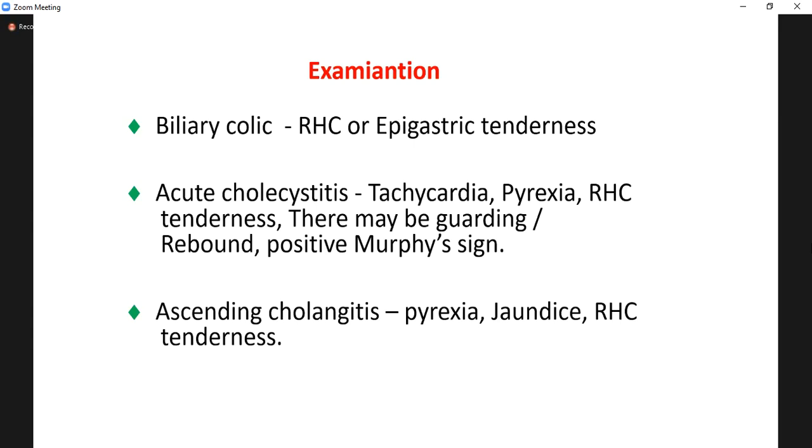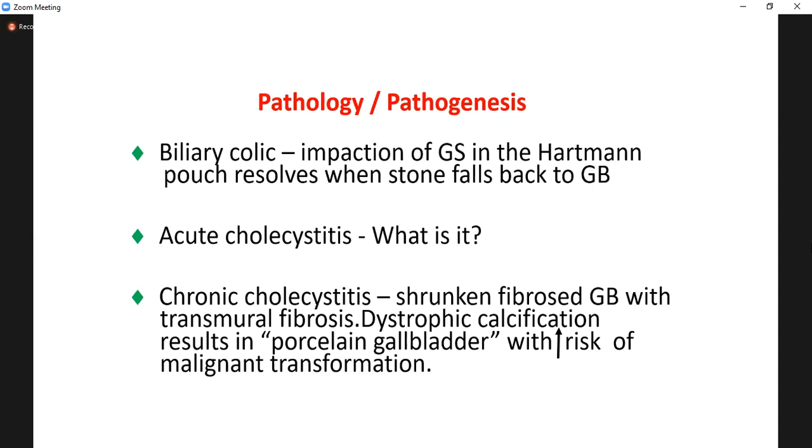What about acute cholecystitis? You should be able to tell me now. They are tachycardic, their pulse rates are high because there's infection and inflammation happening, and some of them are pyrexial. There's right hypochondrial tenderness, and there may be guarding, there may be rebound tenderness, and most of them will have a positive Murphy's sign. What is the examination finding in ascending cholangitis? In cholangitis, you will get fever, jaundice, and right hypochondrial tenderness.